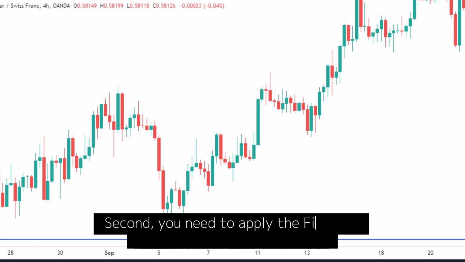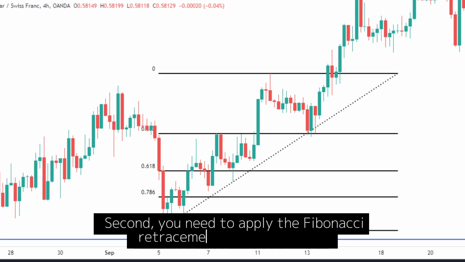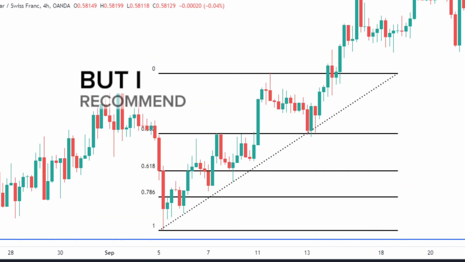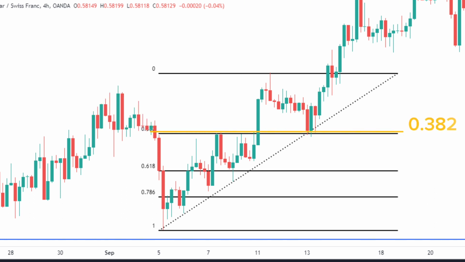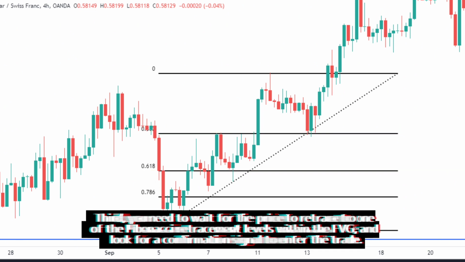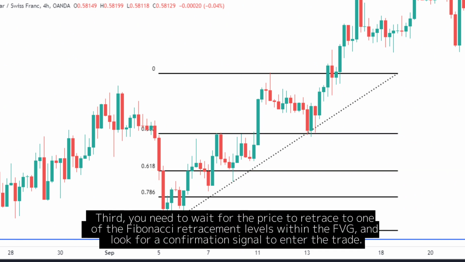Second, you need to apply the Fibonacci retracement tool to the FVGs. You can use any Fibonacci retracement levels that you prefer, but I recommend using the 0.382, 0.5, or 0.618 levels, as they are the most commonly used and respected by the market. Third, you need to wait for the price to retrace to one of the Fibonacci retracement levels within the fair value gap and look for a confirmation signal to enter the trade.